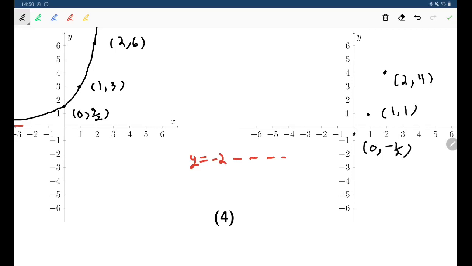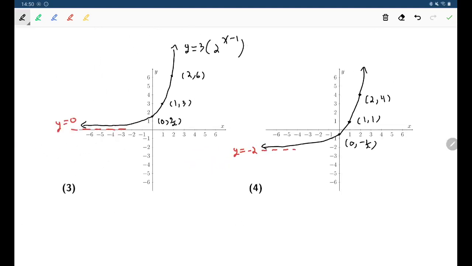And now we will draw our curve, again tapering off to that horizontal asymptote. And there is our graph of y is equal to 3 times 2 to the power of x minus 1, minus 2.